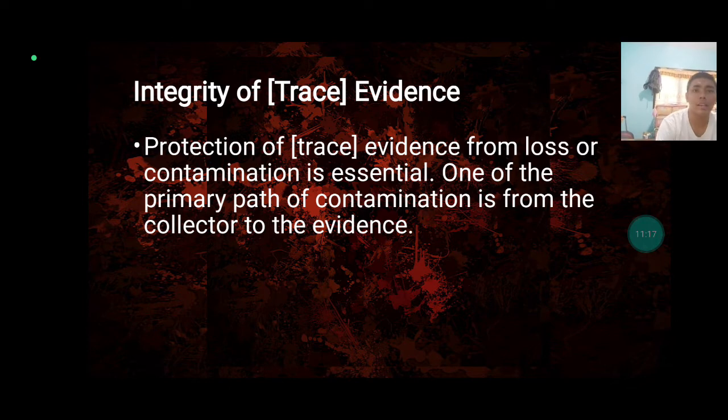So next is the integrity of the trace evidence. It is the protection of trace evidence from loss or contamination, which is essential. One of the primary paths of contamination is from a collector to the evidence. The collector must ensure that no contaminant is deposited along the evidence in question.